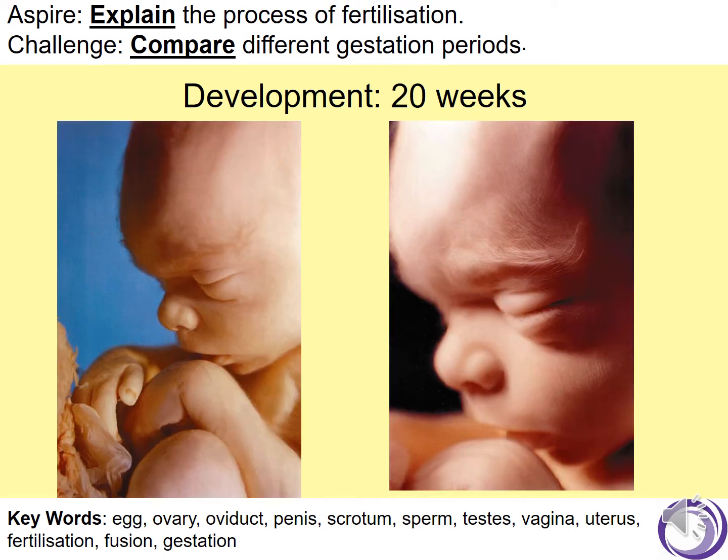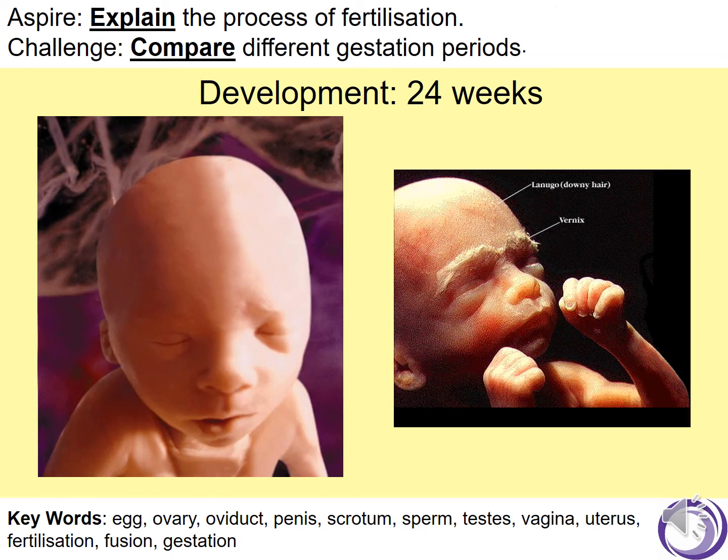By 20 weeks, you can see we've got hair on this photograph as well, and we're talking about viable babies at this point, that if they're born prematurely with very clever nursing and care, they can continue to be looked after. And at 24 weeks, you can see on the right hand picture that we have downy hair completely covering the fetus, and we have this white gooey stuff on the eyebrows there, and babies can be born covered in that.